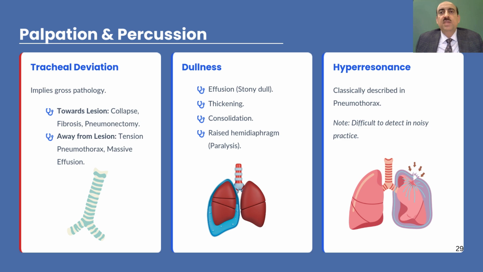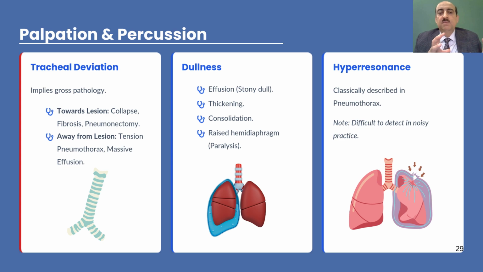Anyhow, if the trachea is deviated, the question is, is it pulled to one side or pushed to the opposite side? If it's pulled towards the lesion, this means there is loss of volume on that ipsilateral side where it is pulled towards. So either a collapse or a fibrosis or history of surgery like a pneumonectomy of that part of the lung. If it's pushed to the opposite side, think of something which is pushing it from the opposite side. So what exactly could that be? That could indicate a tension pneumothorax.